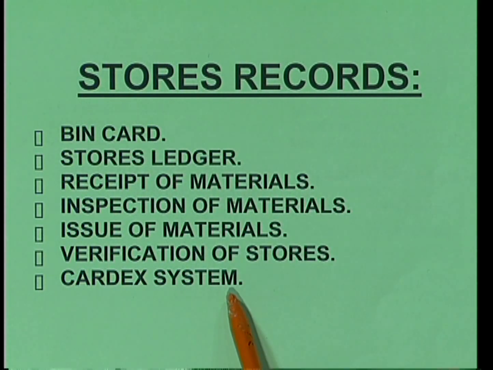Codex system: instead of seeing all these things in the above five or six, in the Codex system all the matters can be found in one particular card, which is called the Codex system. In this we can find out every item's details while sitting at some place, without seeing the materials. Now we will see the bin cards, how the bin cards will be.